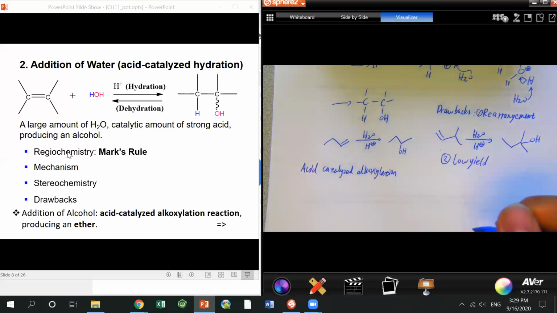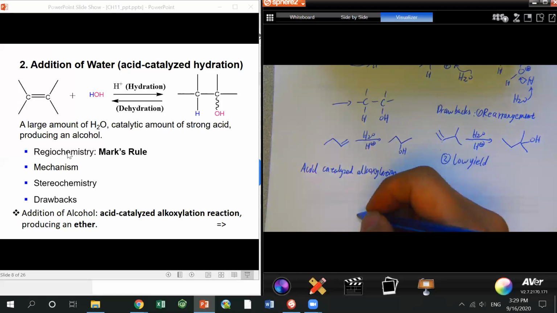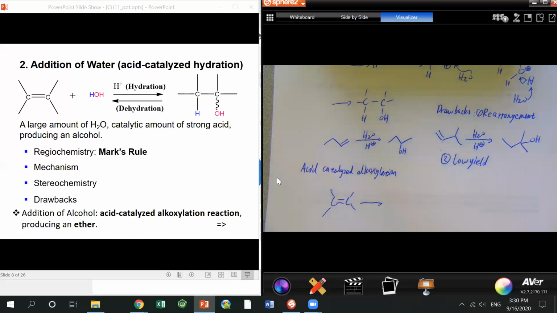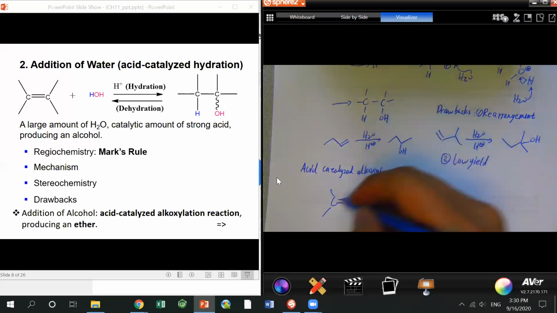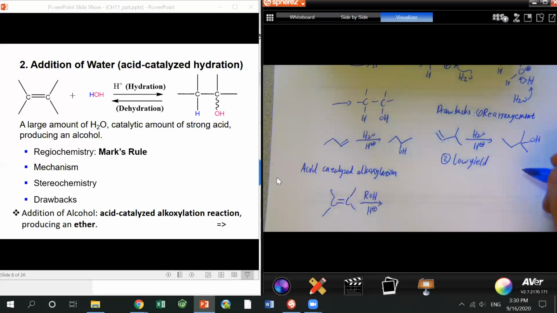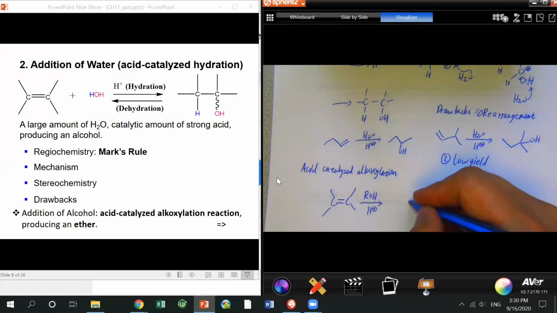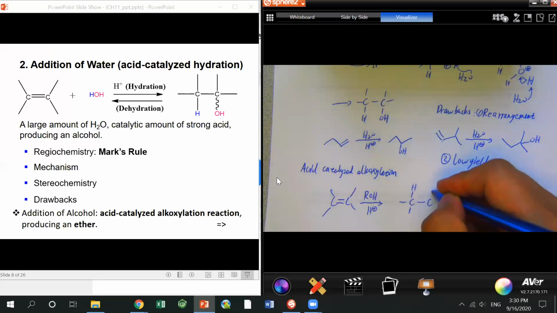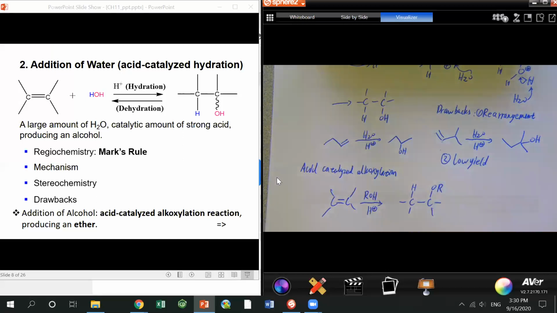Okay. So what happened here is you have an alkene, and then instead of water, you use alcohol, and then an acid as catalyst. Once the reaction is done, this carbon picks up the hydrogen, and another carbon picks up the OR group. So you generate an ether. Let me give you guys quickly one example.